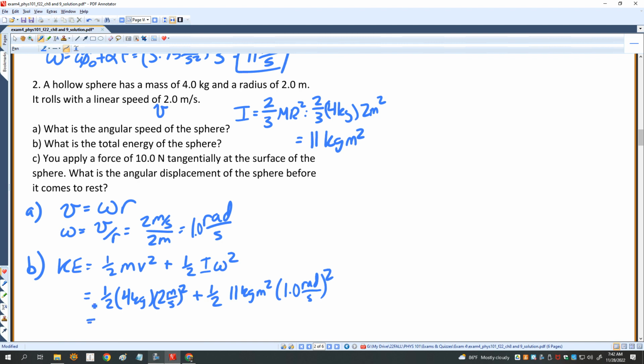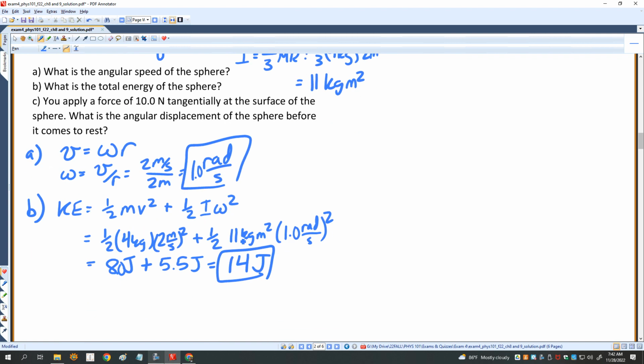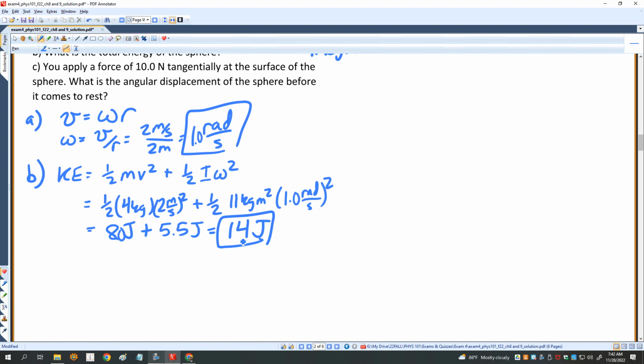That squared, that's 2 times 4, that's 8 joules plus 5.5 joules. This should be 8.0 joules. So that gives me, what's that? 8 plus 5 is 13, 14 joules. So that's the total energy. And then I apply a force that's 10 newtons tangentially to the surface of the sphere. And I want to know the angular displacement.